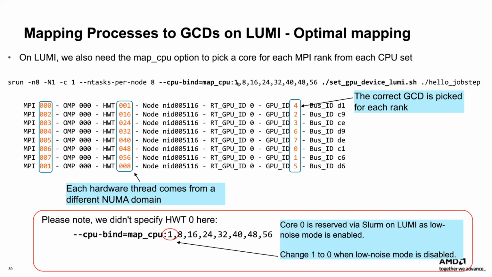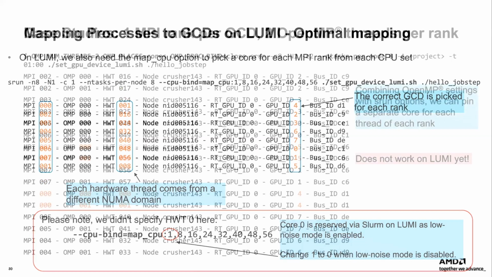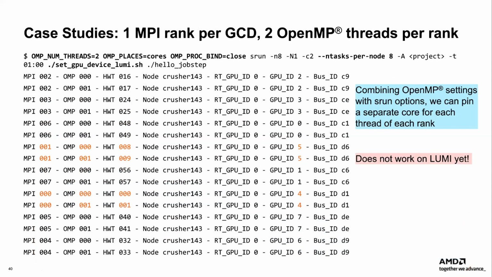You'll notice that I did not specify 0 there, because currently in LUMI, we do not find core 0 when you run with srun. And that's because a Slurm option is preventing user processes from using that core. They call it the low noise mode. And let's take a closer look at what low noise mode is in a moment.